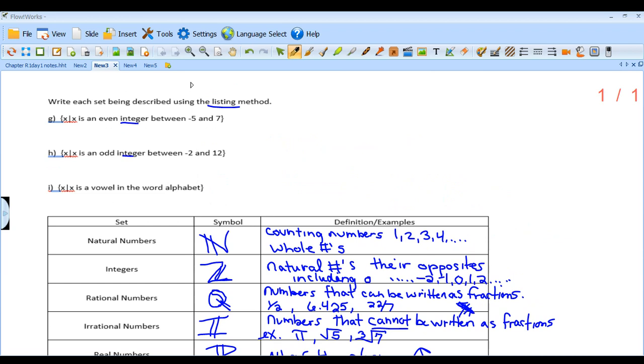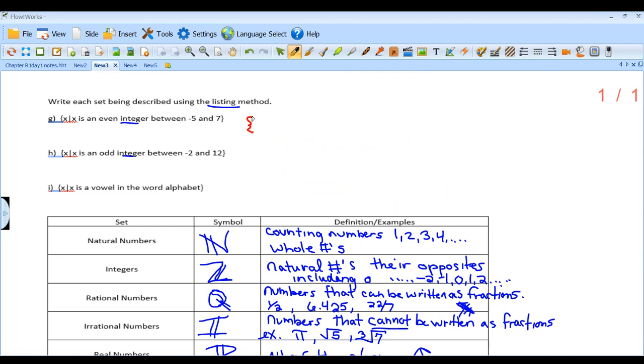Here they want us to write each set being described using the listing method. All right, well, using the listing method, they want us to find the set of all x values such that x is an even integer. Remember what an integer is. It's all our natural numbers and their opposites and 0. So find an even integer between -5 and 7.